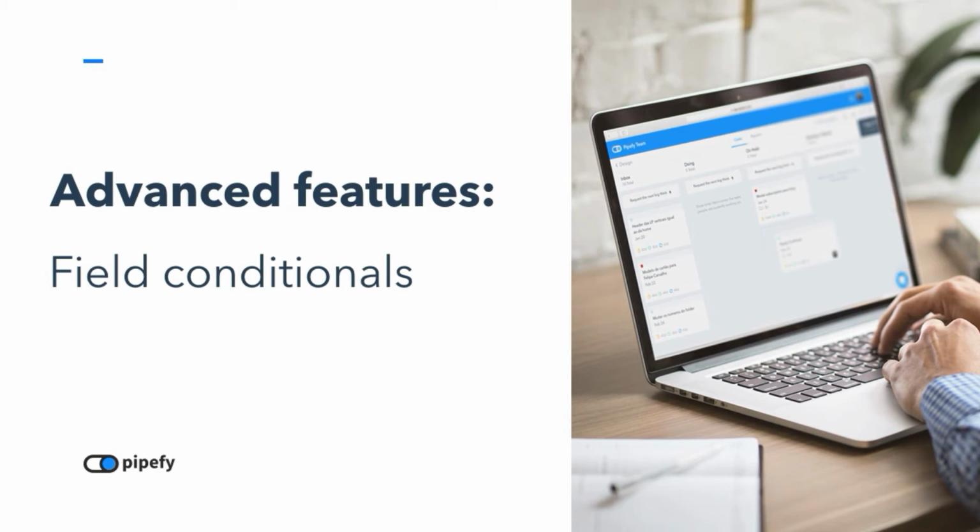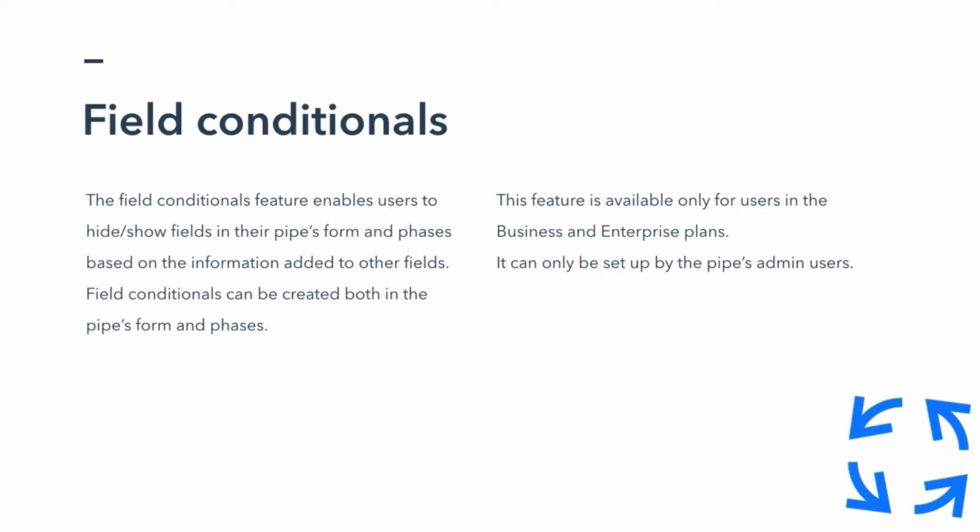This presentation is going to be divided into two parts. First, I'm going to give you a brief overview about what this feature is, what it does, and then we're going to move on to setting field conditionals up. The field conditionals feature enables users to hide or show fields in their pipes, forms and phases based on the information added to other fields.